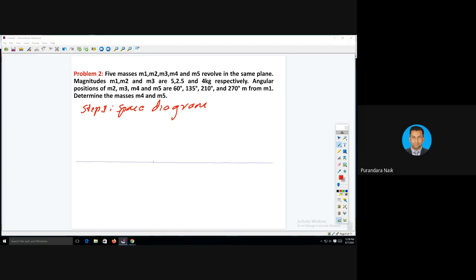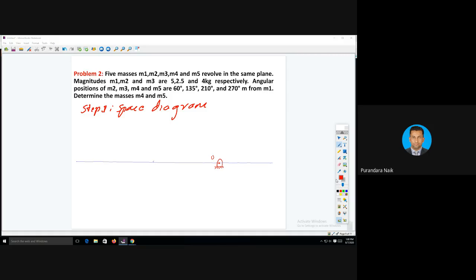Let us take the starting point as somewhere here, because we'll draw the side view first. If the masses are rotating in a single plane, you consider the side view first. So first one, the mass M1 is a reference mass. Reference mass is always this is O. So this is the reference mass M1.